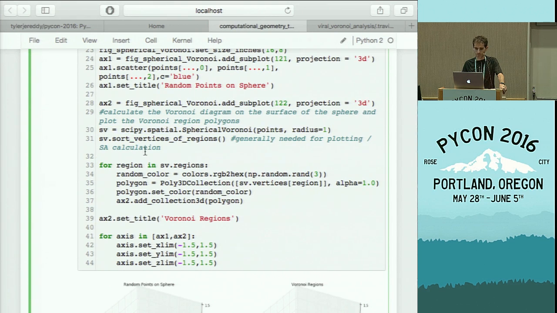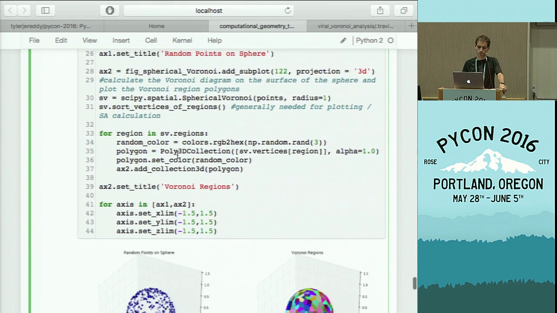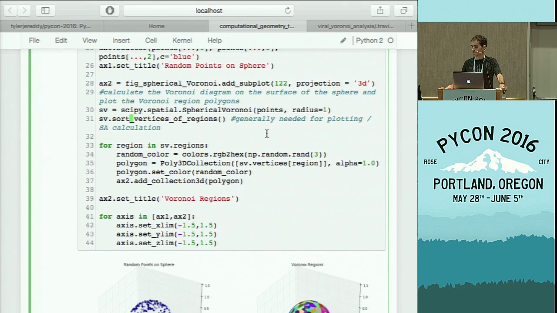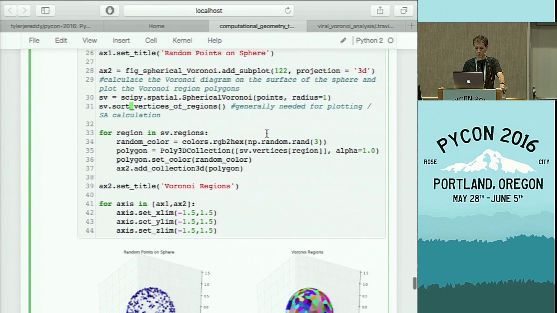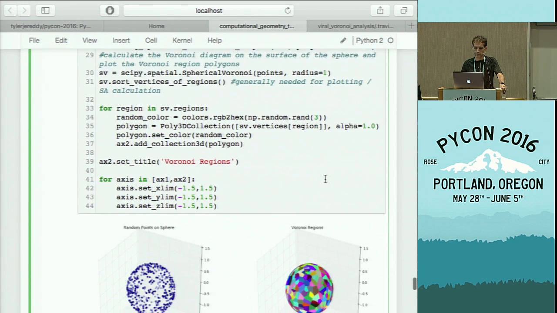And then the next thing, so that just generates the Voronoi vertices, but not the sorted Voronoi vertices. And actually sorting the vertices of those regions was non-trivial, so we had to look at the Delaunay triangulation to figure out how to connect the vertices on the surface of the sphere. Just using Euclidean distance calculations didn't work because of floating point issues, even with relatively well-behaved data sets.